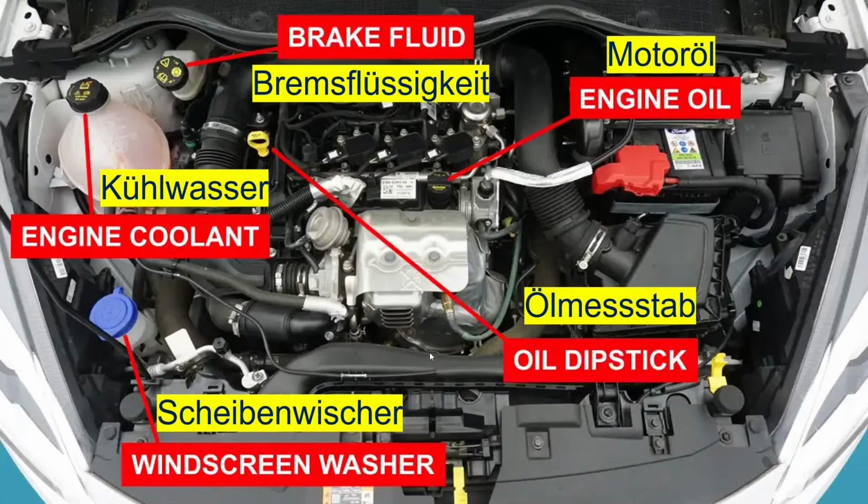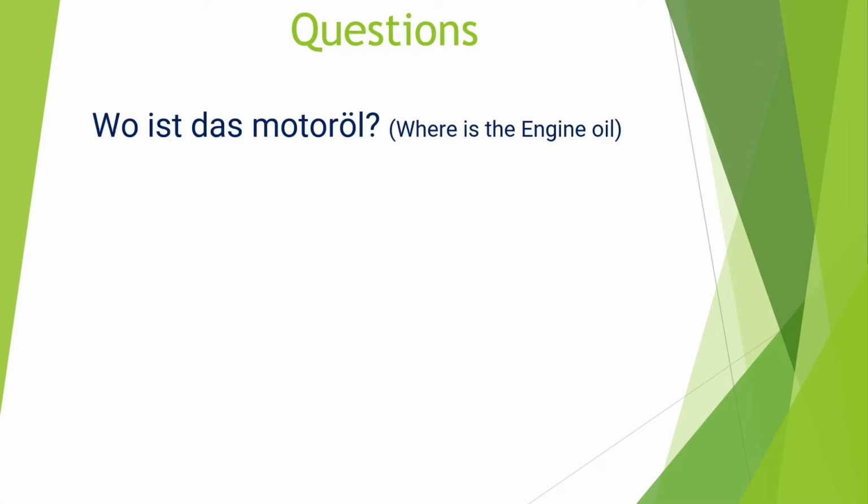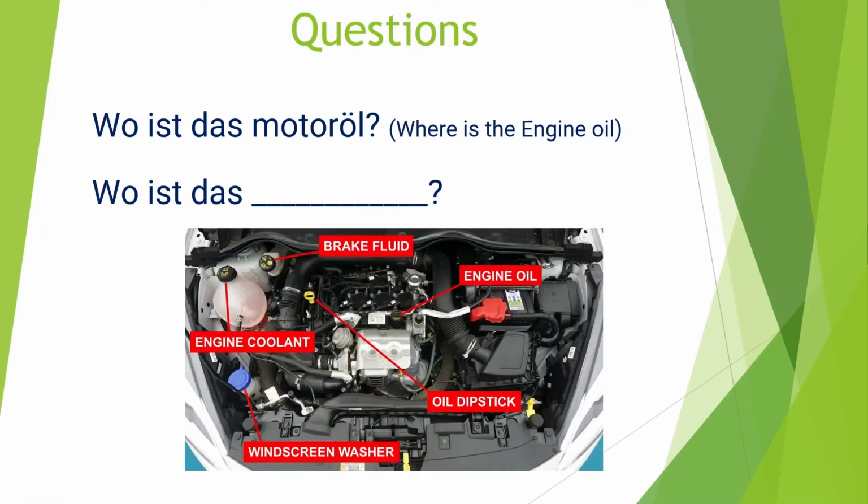Okay, so once you have opened the bonnet, your examiner might ask you, wo ist das Motoröl? Which means where is the engine oil? Or he might ask you anything, wo ist das Kühlwasser? So you just need to point that out in your vehicle.